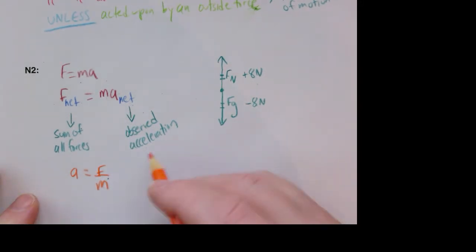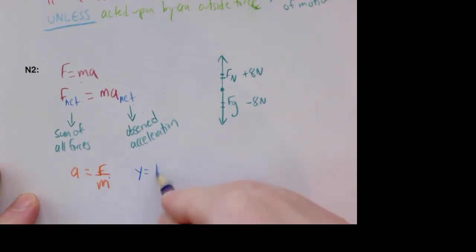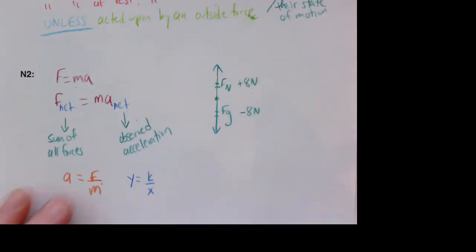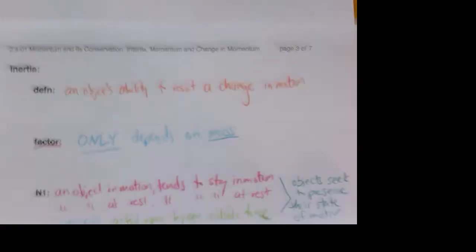And of course, as you remember from math, an inverse relationship looks like this. Y equals k over x. X is inversely proportional to y, so in this case, the acceleration is inversely proportional to the mass. So that's inertia. It depends only on the mass. Well, let's look at this a little more closely because this produces an oddity for us.